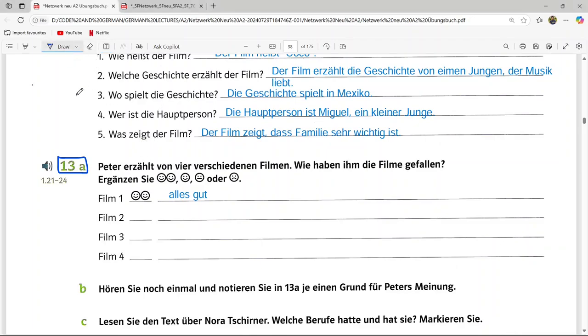Film 2. Also den Film habe ich mit meiner Freundin angesehen und der war ziemlich langweilig. 1, 2 Situationen waren auch lustig, aber eigentlich habe ich schon am Anfang gewusst, wie es zu Ende geht. Natürlich mit einem Happy End. Das war nicht so spannend.